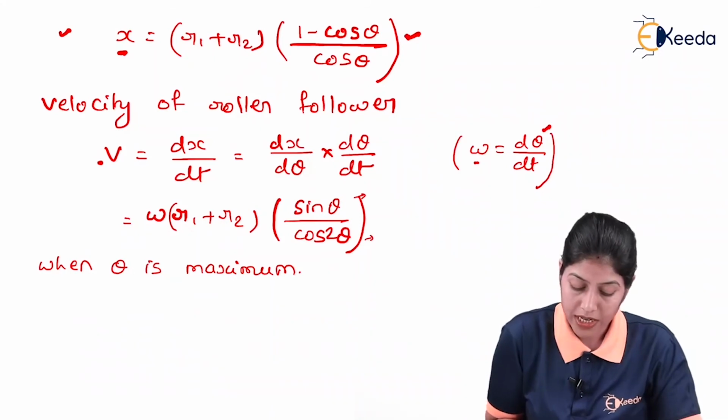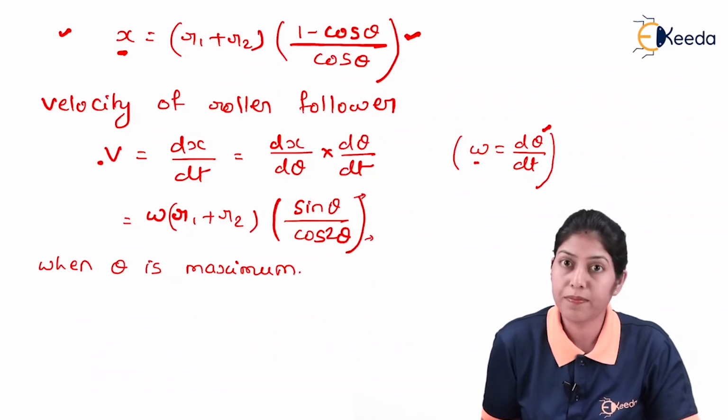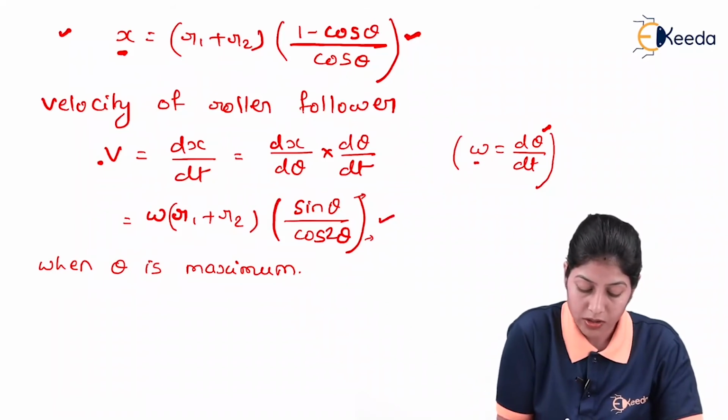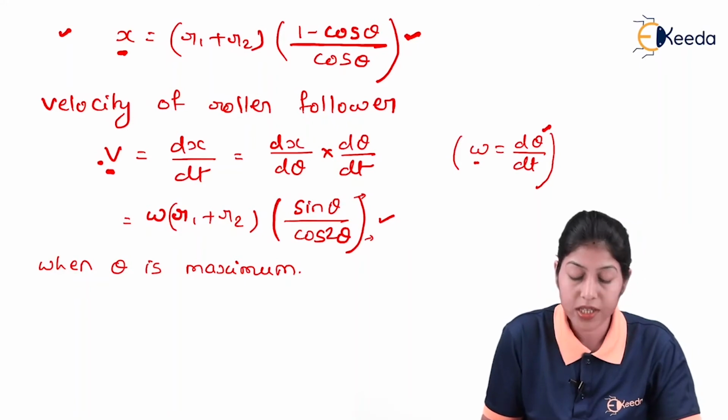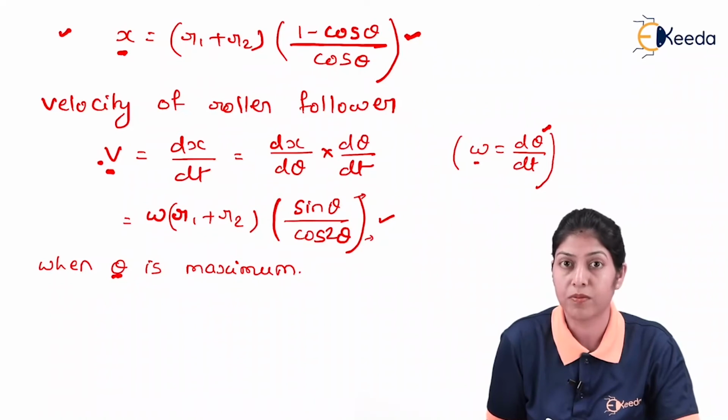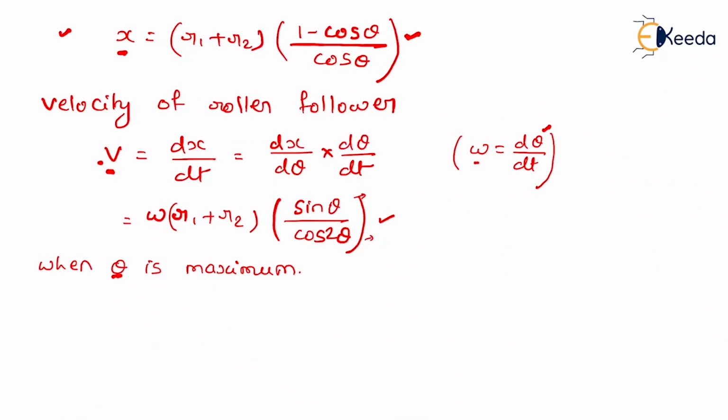So here, if we are considering the value of theta is maximum, in that case the value of velocity, v in this equation, which represents the velocity of the roller follower, will be maximum if theta is maximum, and theta is maximum when theta is equivalent to phi.